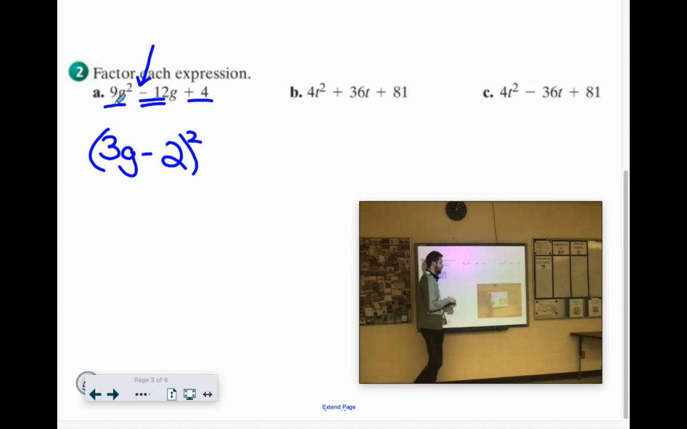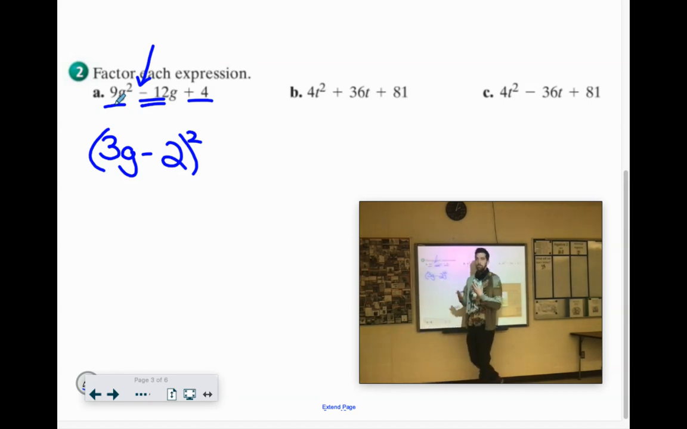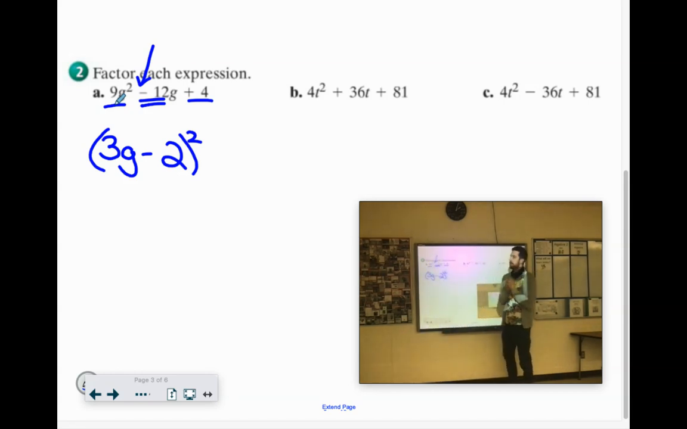Hey, you could also factor these the long old way, and then you would get 3g minus 2 times 3g minus 2, and then just shrink it down to 3g minus 2 squared at that point. Okay. Can you square root the first term? Yup. Can you square root the last term? Yup. Square root of 4t squared is 2t.